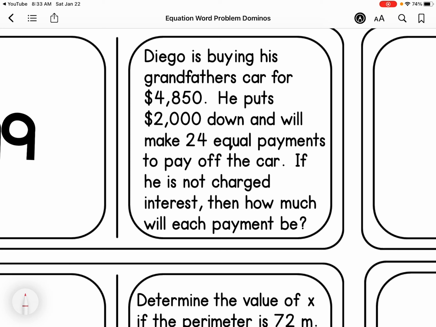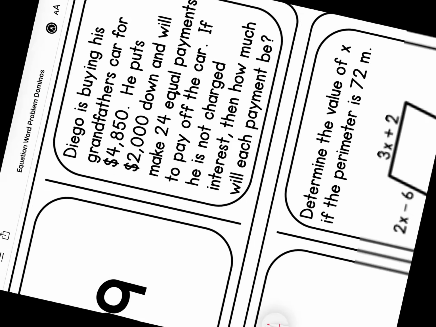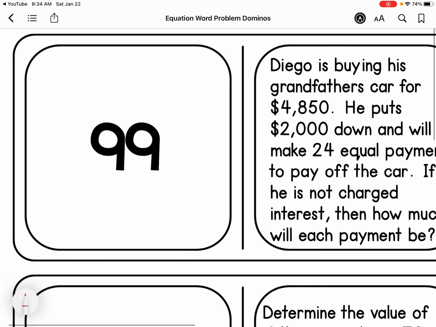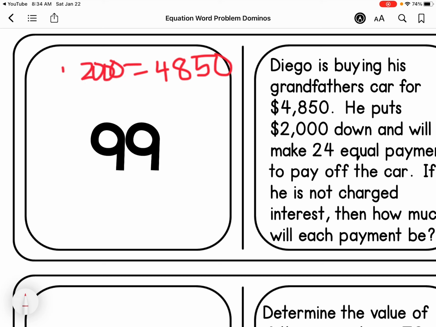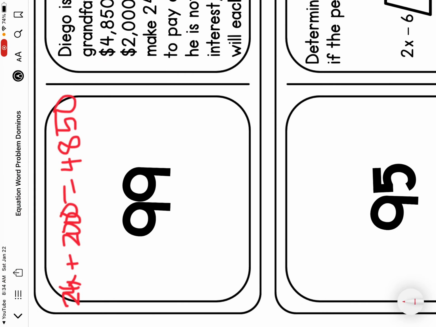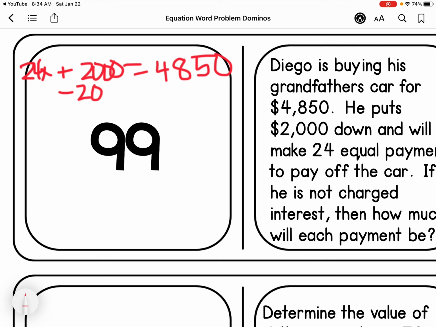So Diego is buying his grandfather's car for $4,850. He puts down $2,000 and he will make 24 equal payments to pay off the car. He's not charged any interest. How much will each payment be? Well, I know that the total amount is going to be $4,850. I know that he's going to put down $2,000, so that's the constant, and he wants to pay it off in 24 months. So I'm going to subtract 2,000.